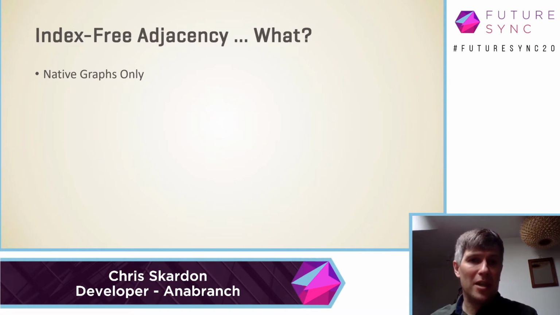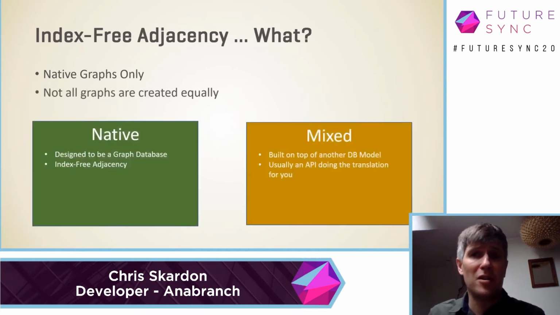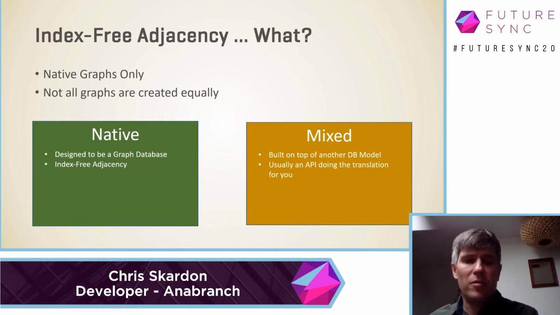It's important, particularly when you're looking at getting a graph database for your own work, that you understand that not all graphs were created equally. There are two broad types. There's native graphs and there's mixed graphs. So native graphs were always built to be a graph database. They had the benefits of index-free adjacency because they're built from the ground up to use it.